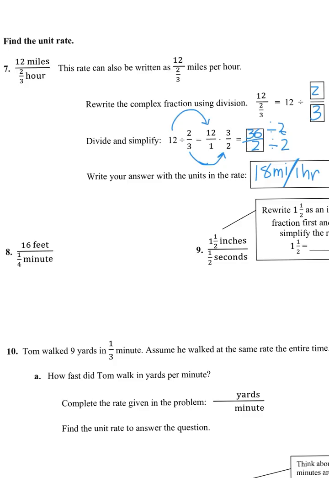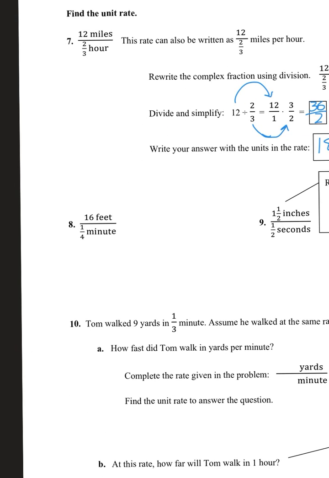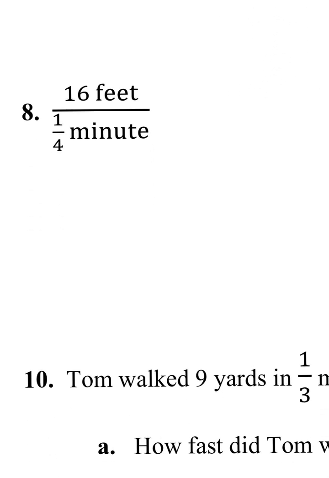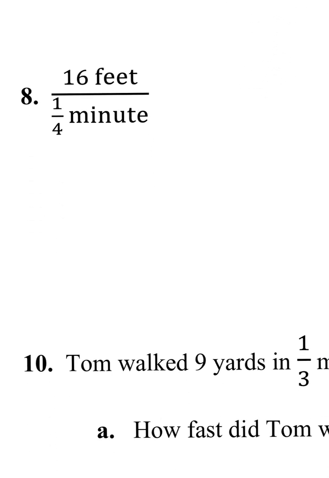Let's go ahead and move on to number 8. On number 8, you've got 16 feet over a quarter minute. So sticking with the same procedures as earlier, let's go ahead and rewrite the complex fraction using division. So it's going to be 16 divided by 1/4.